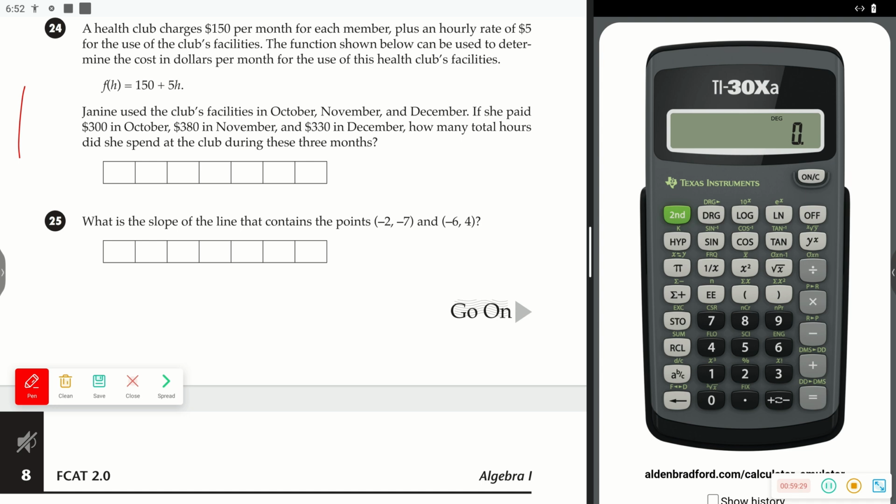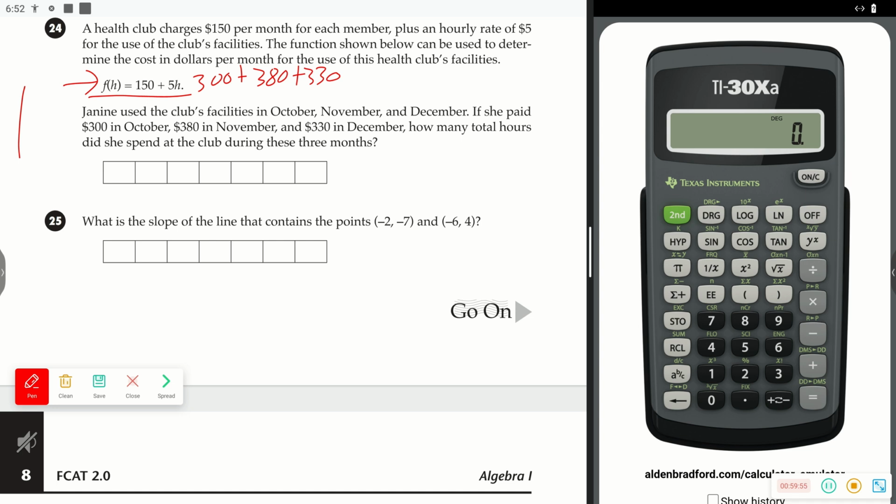Okay, so this is not quite as easy as I thought. This is the base equation, but it looks like there's actually going to be 3 months involved. So f of h is going to be the total price for all 3 months. So we actually have to do 300 plus 380 plus 330.